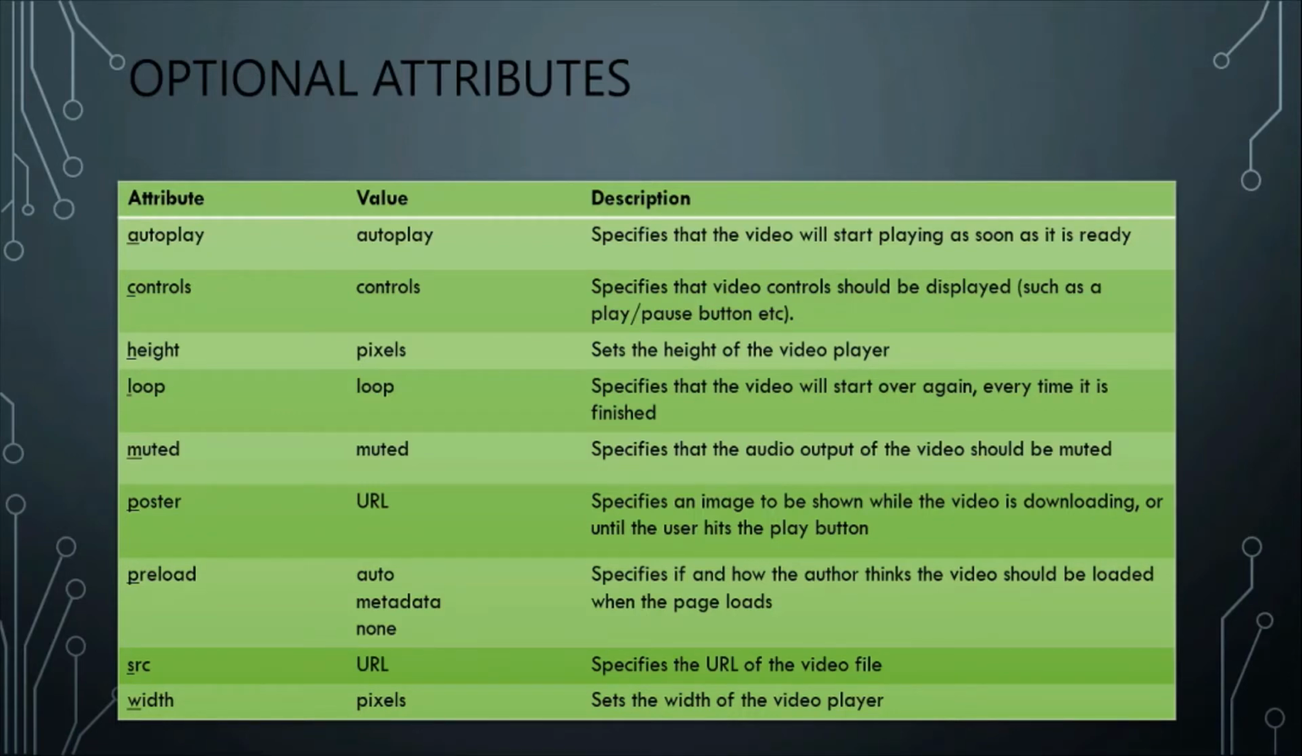Next one is the src. If we do not put the src, we use the source tag, in which we put the source, the URL or the file path of the video. The last one is width. In it we define the width, so it will set the width of the video as we define it in pixels.